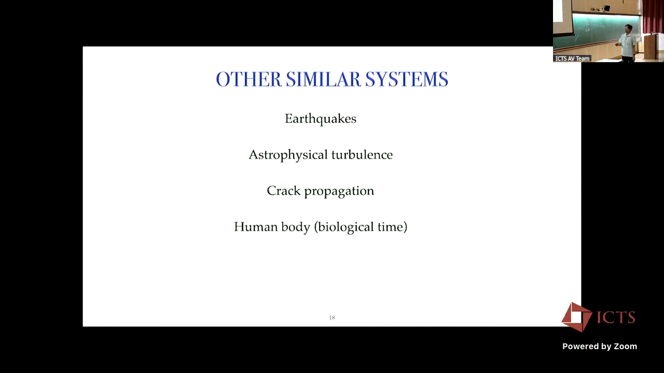Now, earthquakes, astrophysical turbulence, crack propagation, the human body also, I would say, the energy typically flows from large scale to small scale, like in cells. I eat my food, it goes to my stomach, and then it cascades. So in some sense, energy is flowing that way. And biological time, maybe this is one way to define.